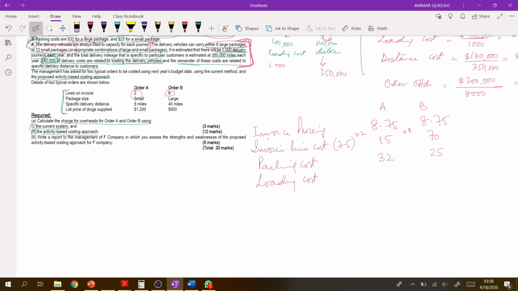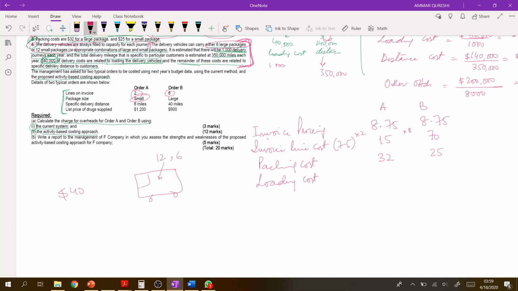If you load your vehicle once, suppose this is the vehicle, my drawing is pathetic. This can carry either 12 small packages or 6 large packages, right? So if your cost is $40 for one loading, then order A is a small order, assuming that we are loading all small orders, because if you go for a combination, you will not be able to identify any cost.